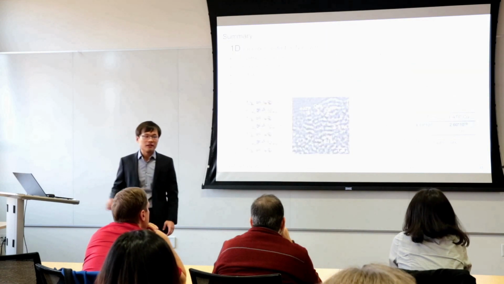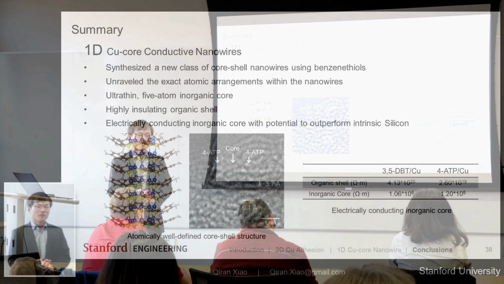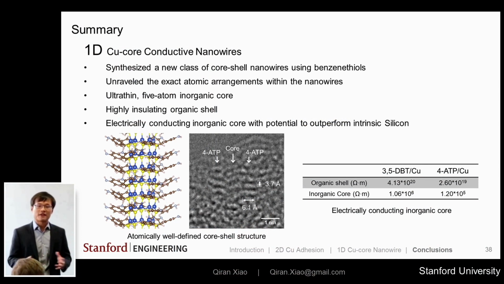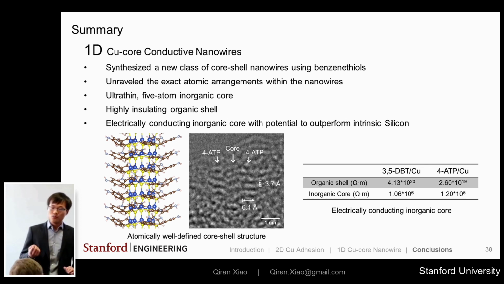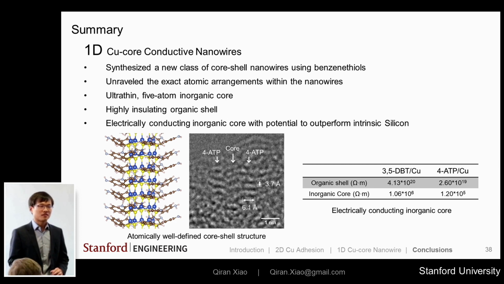To summarize, in the second part of this talk, I showed again how we leverage organothiochemistry to address emerging technology. And we demonstrate the successful synthesis of a new class of core shell nanowire using bending style. And the atomic arrangement inside these nanowires were unraveled using computational methods and atomic resolution TEM imaging.